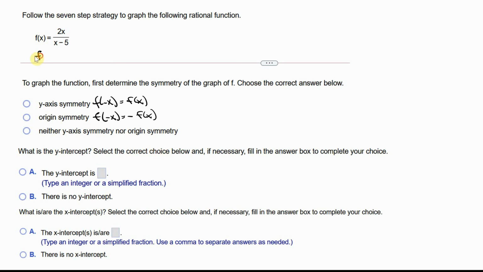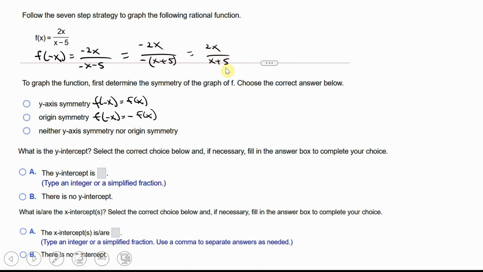So we're going to plug in f of negative x, replacing x with negative x. This is negative 2x, all over negative x minus 5. So this is negative 2x all over negative times x plus 5. Then the negatives cancel out, and we have 2x over x plus 5. That doesn't look anything like the original, so it's neither, because that x plus 5 downstairs throws us off.